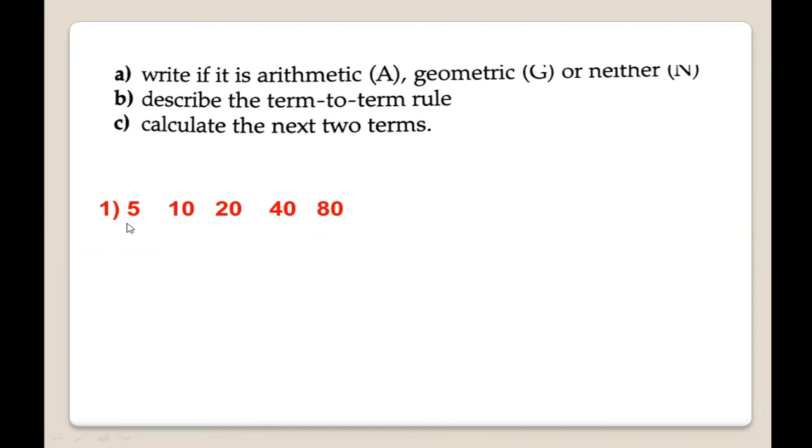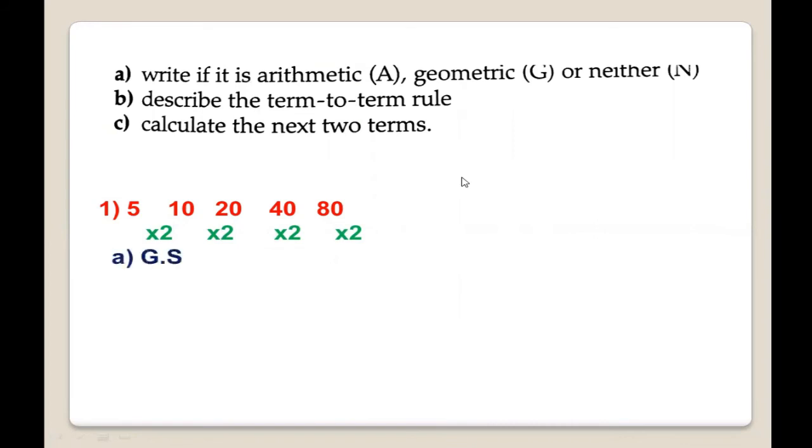First, let's solve: what kind of sequence is this? 5, 10, 20, 40, and 80. Here, 5 plus 5 is 10, but 10 plus 5 is not 20. So it is surely not arithmetic. So what is going on here? Now you can see 2 is multiplied each time. When I multiply 5 by 2, I get 10. 10 times 2 is 20. 20 times 2 is 40, and so on.